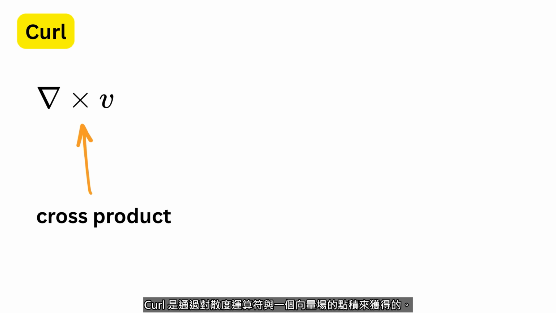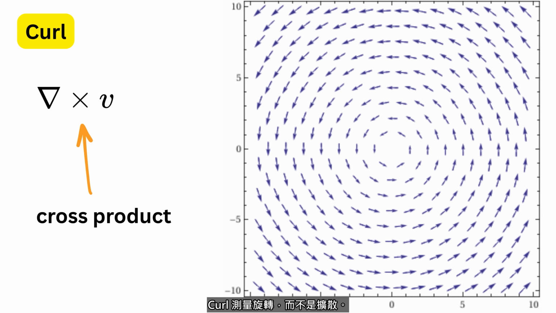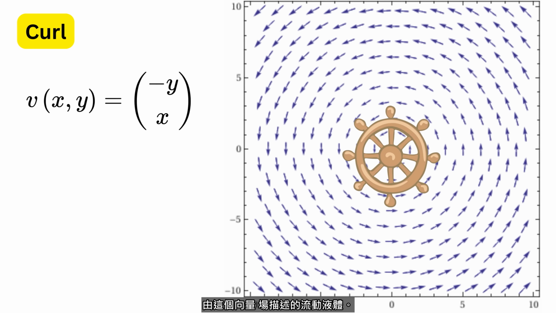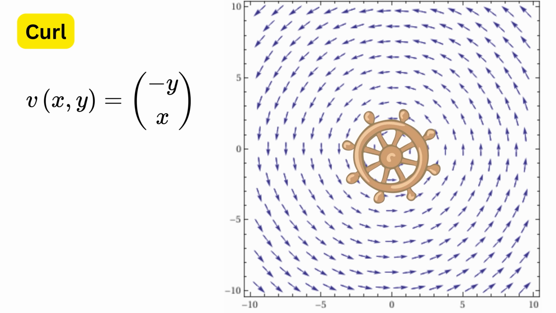Now, let us move to our third and final concept, curl. Curl is obtained by taking the cross product of the del operator with a vector field. Unlike divergence, curl produces a vector field as its result. Curl measures rotation rather than spreading. To understand curl intuitively, imagine placing a tiny paddle wheel in a flowing fluid described by this vector field. If the fluid makes the wheel spin, then the curl is non-zero.